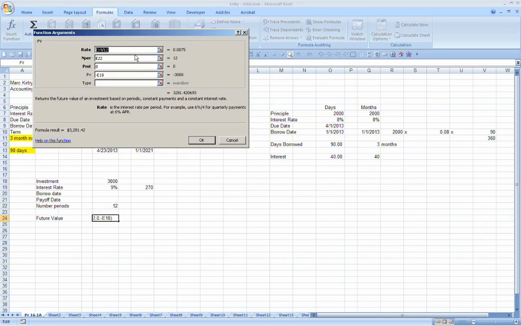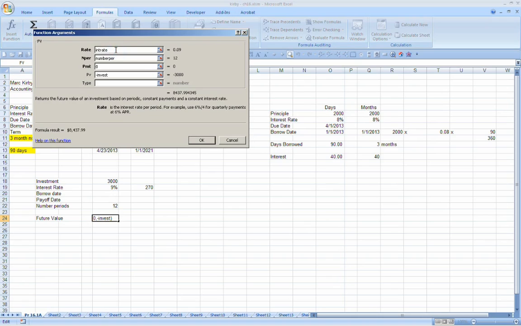For the interest rate, I could have it refer to interest rate. Notice it went and found the interest rate. It found 9% because it knows we named this cell right here int rate, and what did I call this? Number of periods is this cell right here, and it found 12 for me. And the present value is not E18 anymore. It's still minus, but it would be invest. It's the investment amount, and it went and found the 3,000 for me.